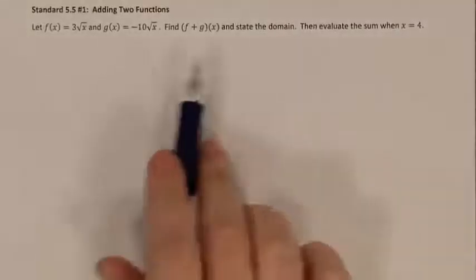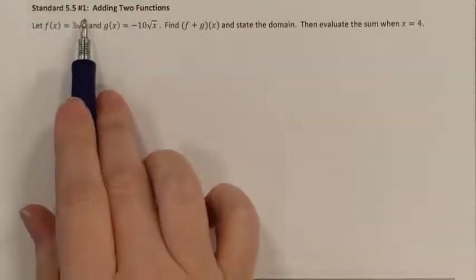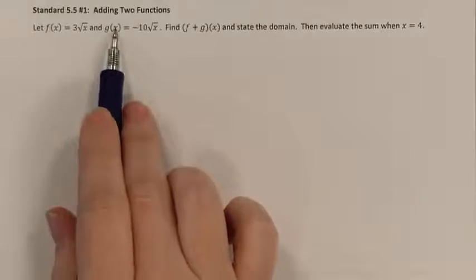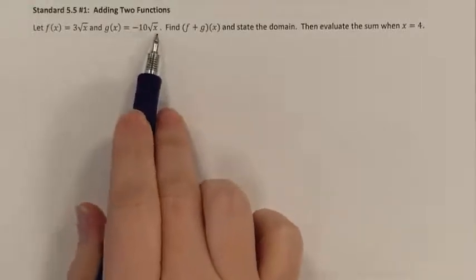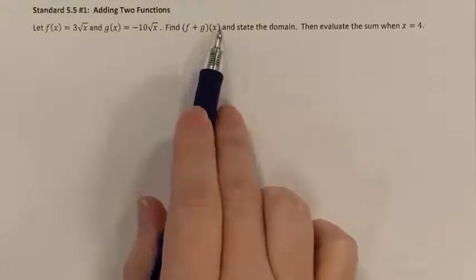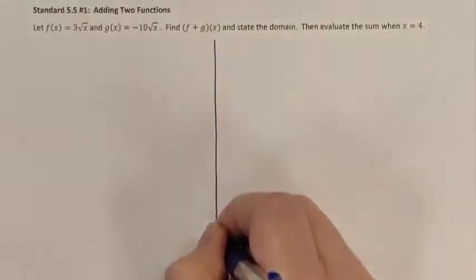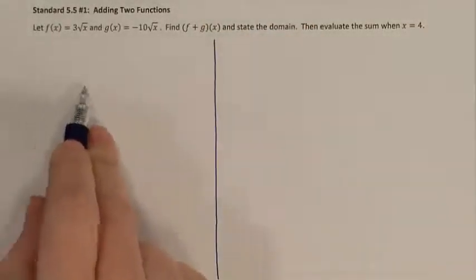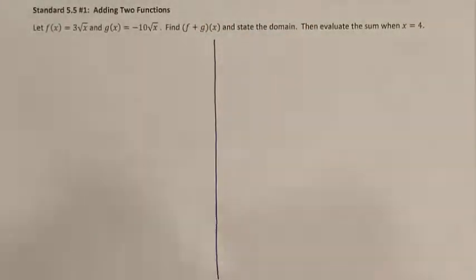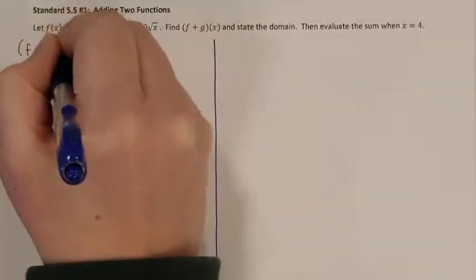Let's go ahead and do a practice problem. We're going to let f of x be 3 times the square root of x, and we're going to let g of x equal negative 10 times the square root of x. We're being asked to find f plus g of x and then state the domain. So I'm going to split my paper right down the middle. On this side, we're going to go ahead and add the two functions. So f plus g of x.